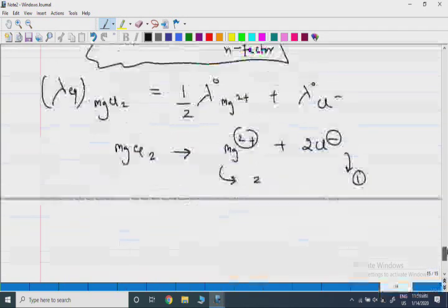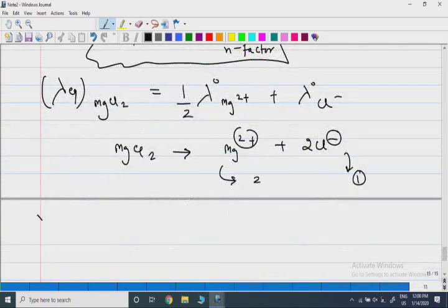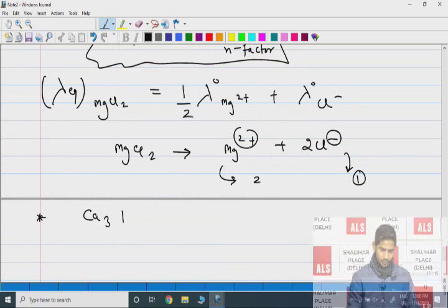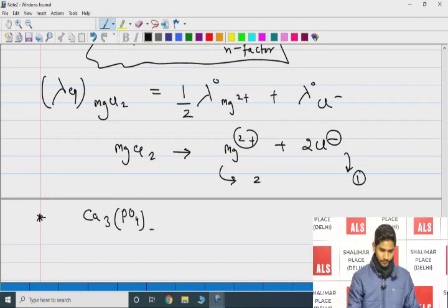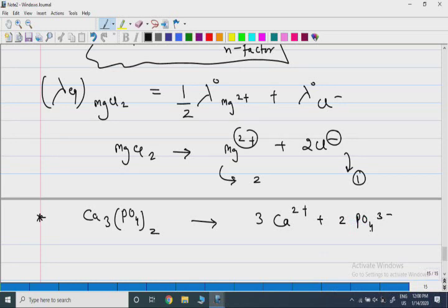This is the question for you. We have Ca3(PO4)2. On ionization, it will give you thrice of Ca2 plus with twice of PO4 3 minus. Write lambda m naught and lambda EQ. Lambda naught EQ means you have to write the limiting molar conductivity and limiting molar equivalent conductivity for this one.